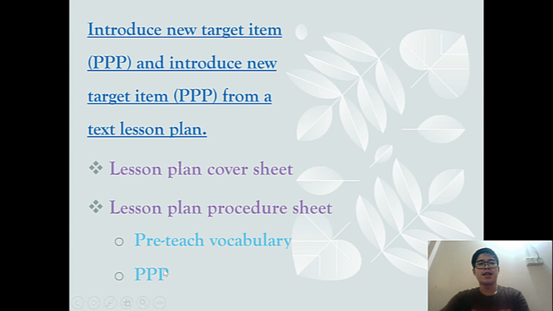And the last P is free practice or production. There are 8 techniques in it, such as brainstorming, tell us about, describe a person, place, picture, role play, simulations, questionnaires, talking about yourself, and exchanging letters.